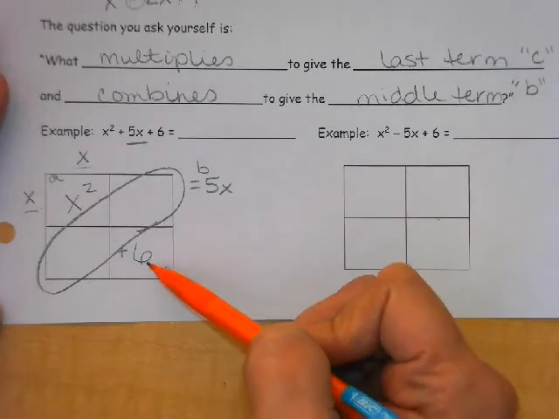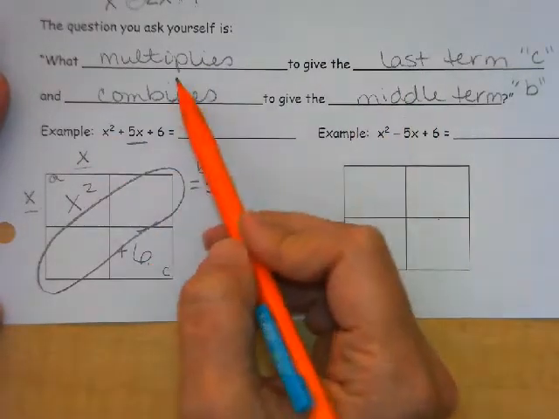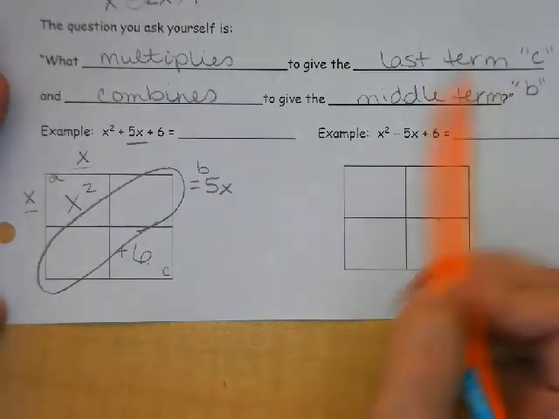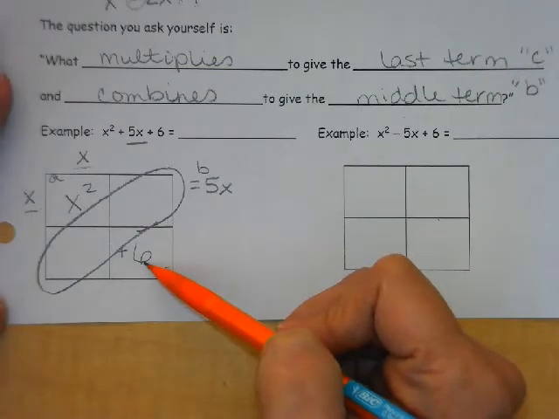So we need to think about these two questions. What multiplies to give me C, which in this case is 6? What multiplies to give me 6? We have two possible sets of factors.